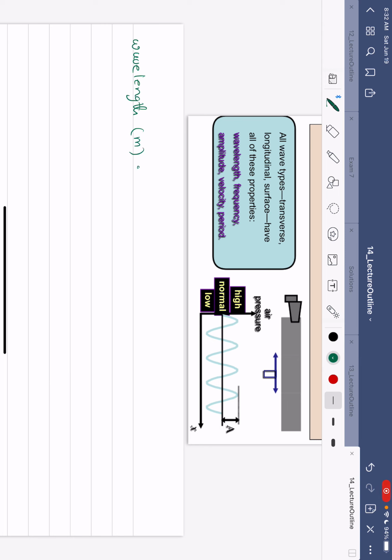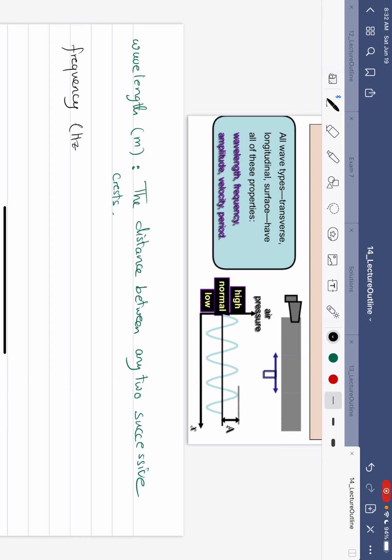Wavelength is measured in meters, and it is the distance between any two successive crests. Let me talk about the transverse, it's easier. Now, frequency is measured in hertz, and it is the number of cycles per unit time.